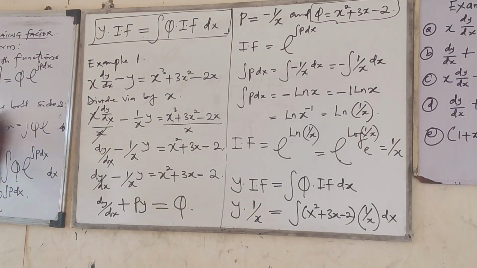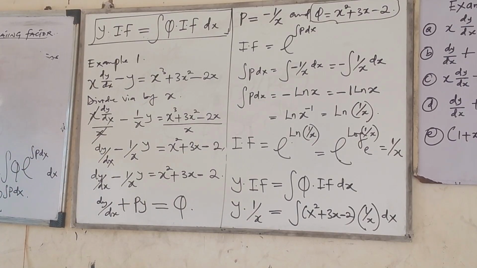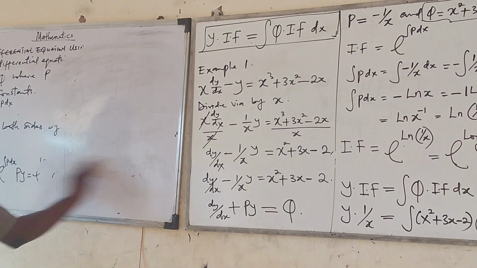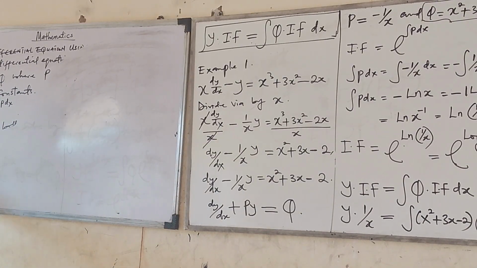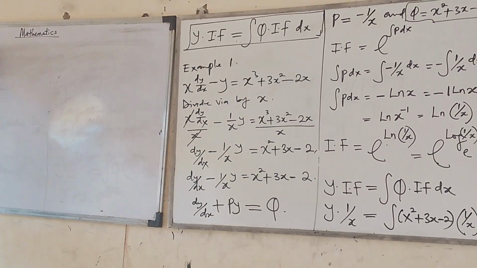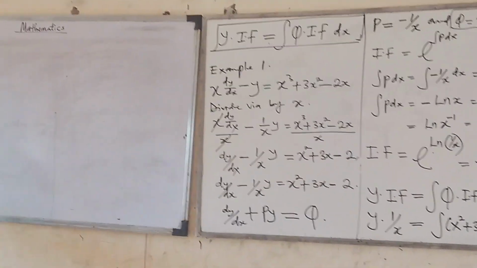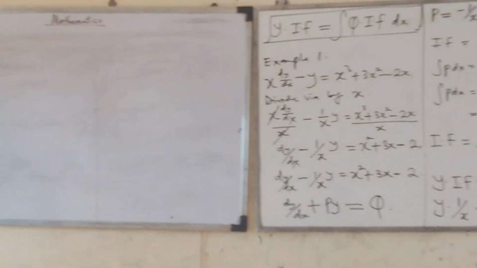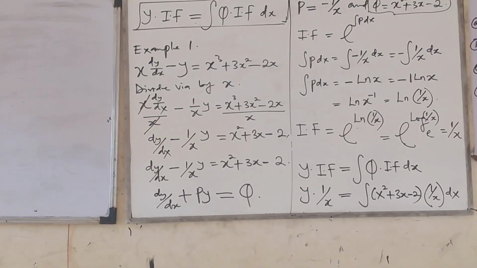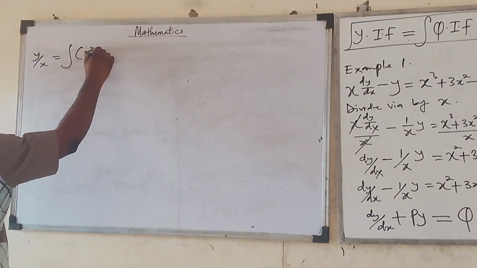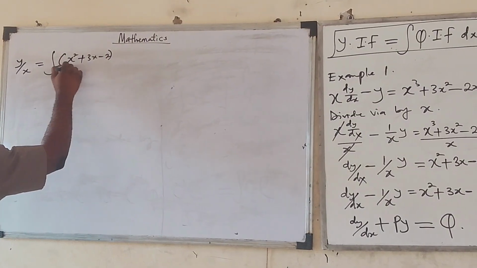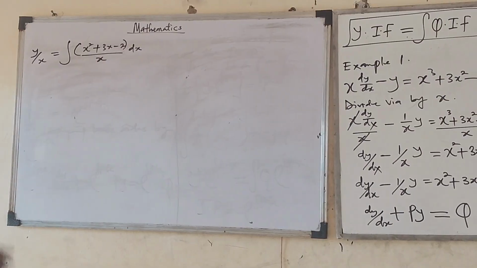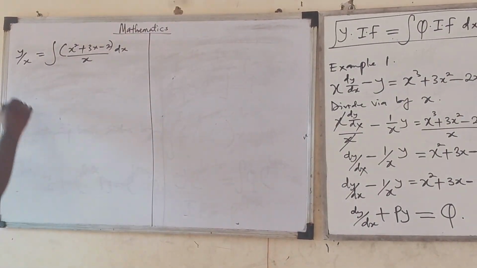So it therefore means that what we have there now, using the equation there, will be y all over x is equal to the integral of x squared plus 3x minus 2, all over x, dx. It means here we have y all over x.